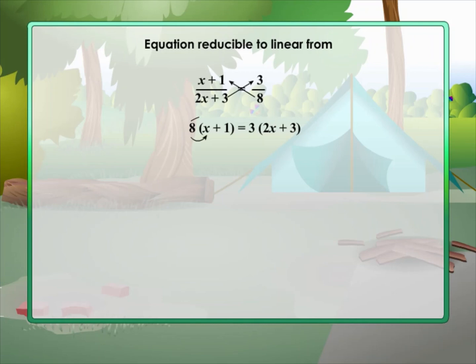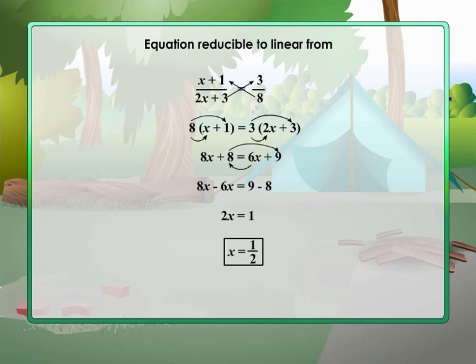Hence, 8 multiplied by (x plus 1) is 8 into x plus 8 into 1, that is 8, is equal to 3 times 2 into x, which is 6x, plus 3 into 3, which is 9. Now transposing 6x to the left-hand side, it will change as minus 6x, and transposing 8 to the right-hand side, it will change as minus 8. 8 into x minus 2 into x is 2 into x, and 9 minus 8 is 1. Therefore, the equation can be reduced to 2 into x is equal to 1.